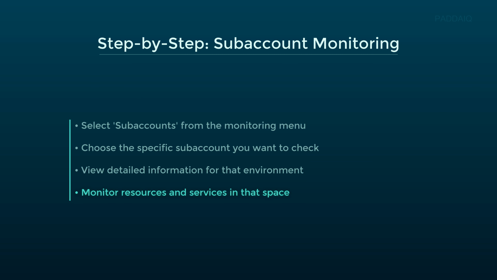Monitor resources and services in that space. This means checking the health and usage of applications and tools within your specific project area. For example, verify your development app's memory consumption and ensure backend services are responding. This continuous oversight helps maintain optimal performance and prevent issues before they impact users.